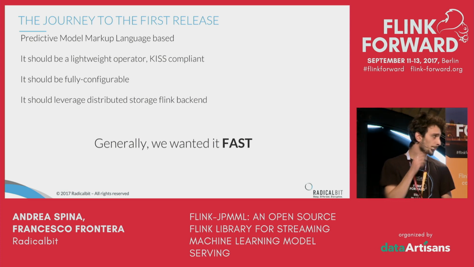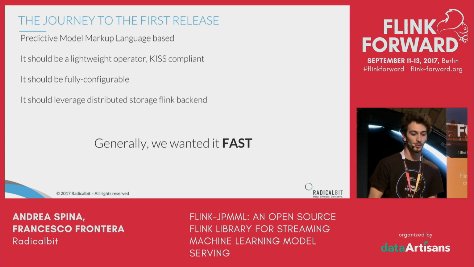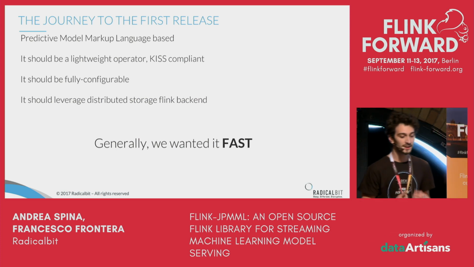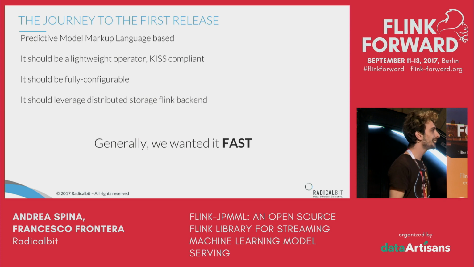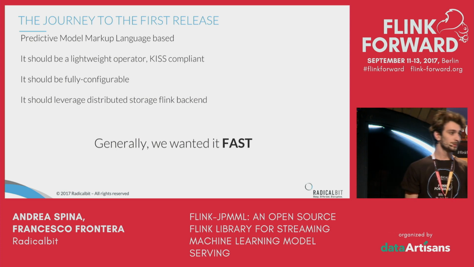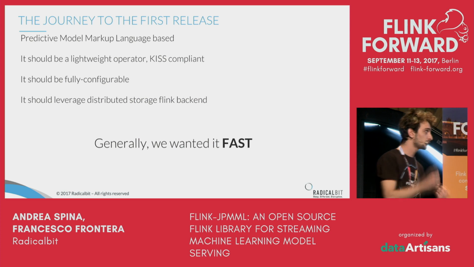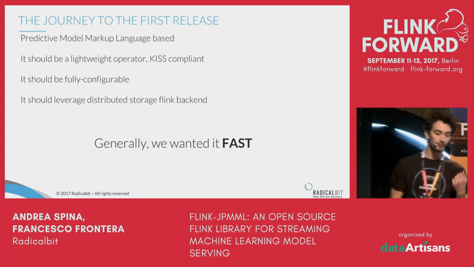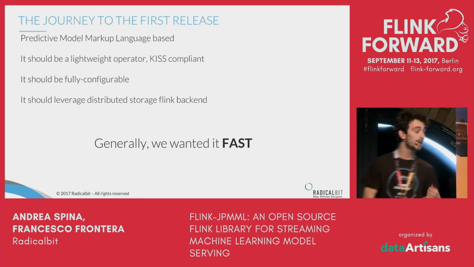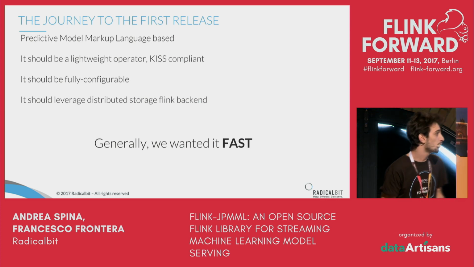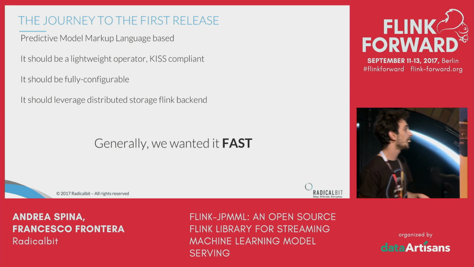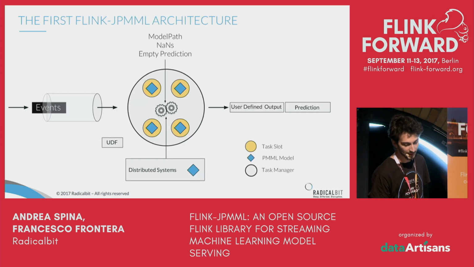It should be a lightweight operator. The operator should be ready to use, natural to integrate in the Flink API, and really simple at the beginning. We were also looking for something light for the state. The operator is fully configurable in pre- and post-process functions, to give the programmer a simple tool. This is implemented in the library with a pattern called pimp my library in Scala. Generally, we wanted it to be fast.